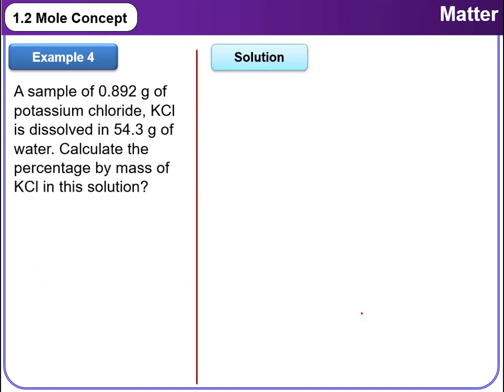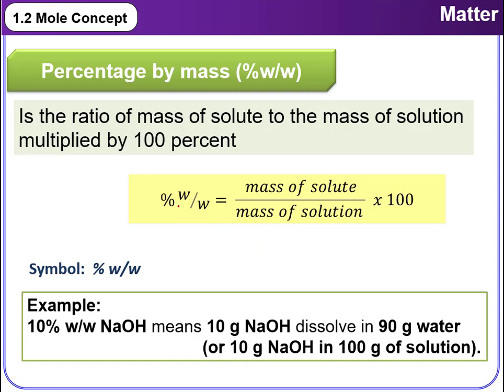Next is percent by mass, which is percent weight per weight. It is the ratio of mass of solute to the mass of solution times 100. The symbol is this, percent weight per weight.